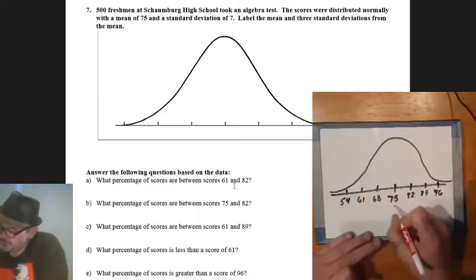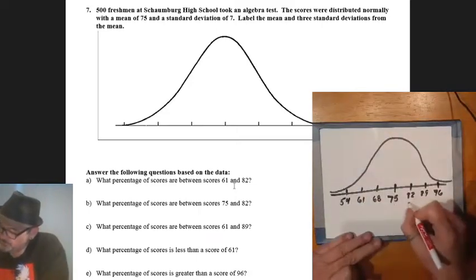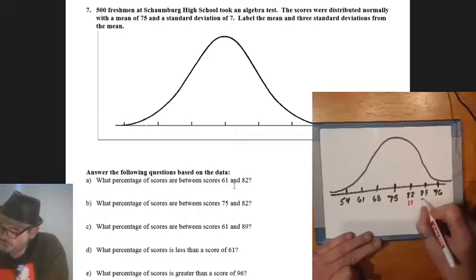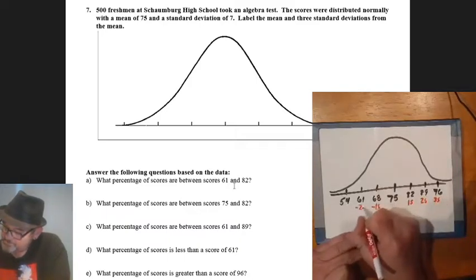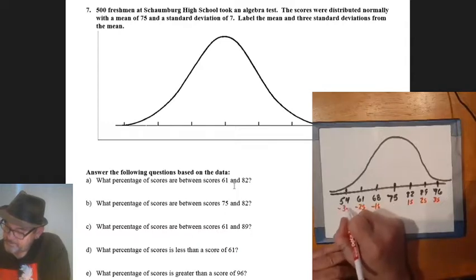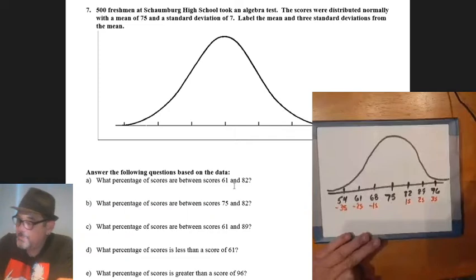So here's our mean, our average. This is 1 standard deviation. I'll put S there. 2 standard deviations, 3 standard deviations, minus 1 standard deviation, minus 2, minus 3, meaning that they're on the low side. Okay, so that's how you would label it.